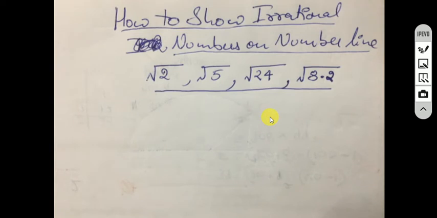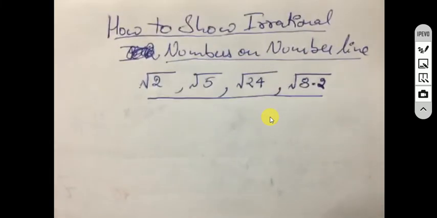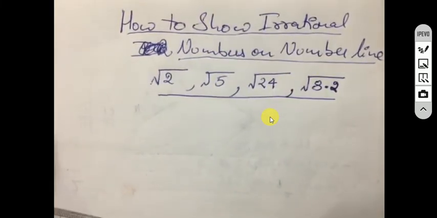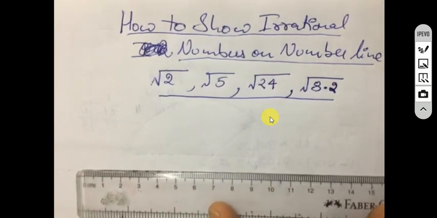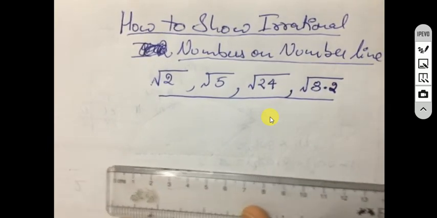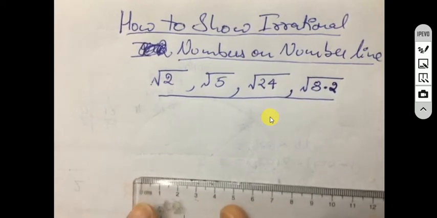So I will start with the basic, let's say under root 2. As you know, under root 1 is 1, so you can easily show under root 1 on the number line. The smallest number under root after 1 is under root 2. So let's say we are taking under root 2. Now how to show under root 2 on the number line?